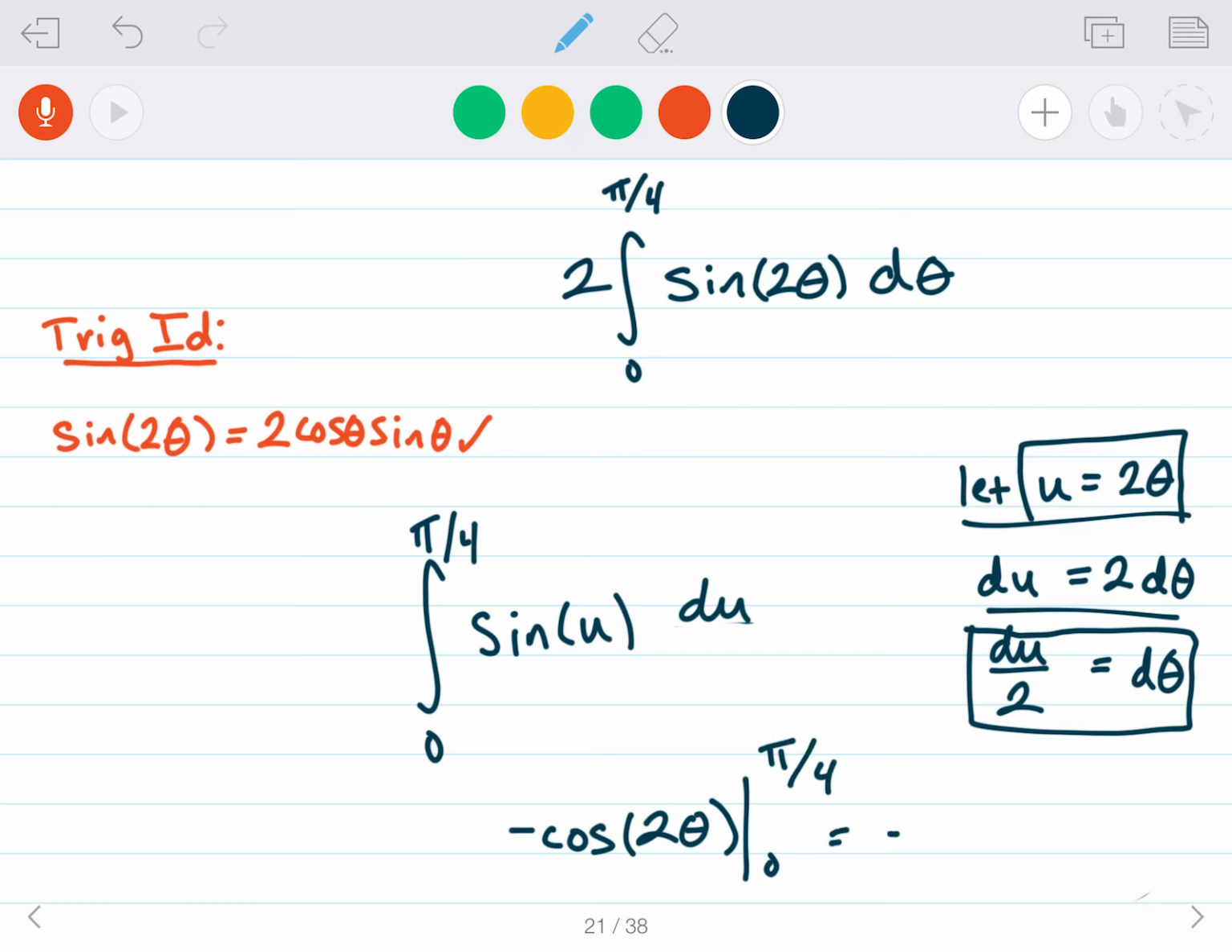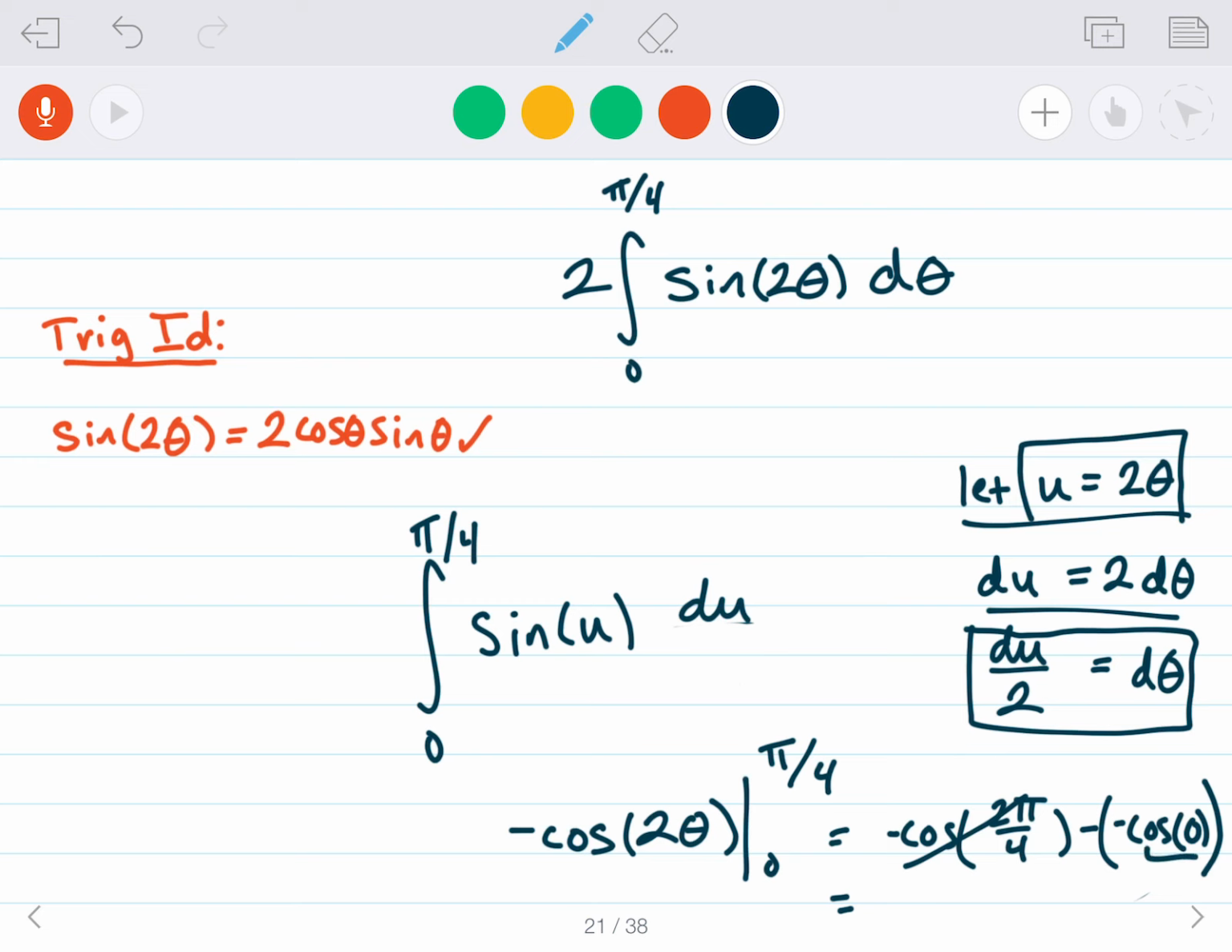So this becomes negative cosine of 2 pi over 4 minus negative cosine 2 times 0, which is just cosine of 0. Now I can simplify. So this becomes pi over 2. Cosine of pi over 2 is 0, so this becomes 0. Cosine of 0 is 1. So this becomes a positive. These double negatives become positive, and I end up getting 1 as my answer there. All right, so there's my answer.